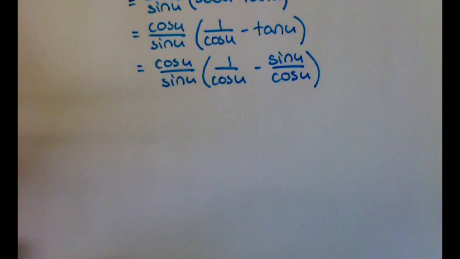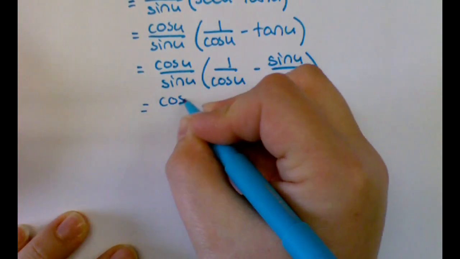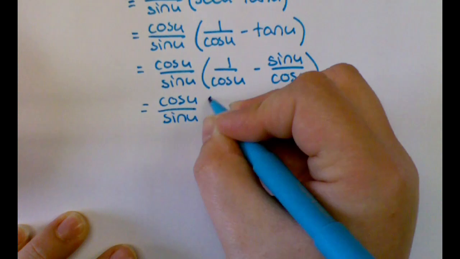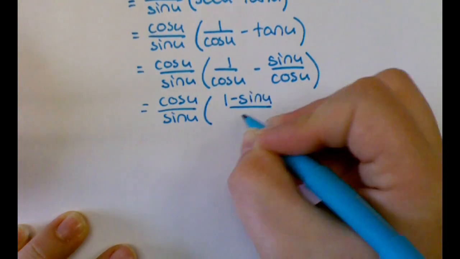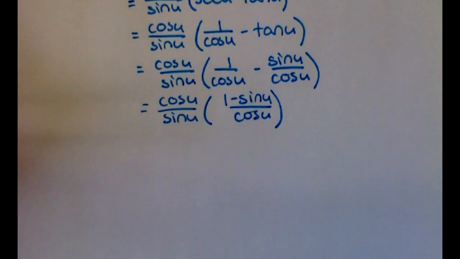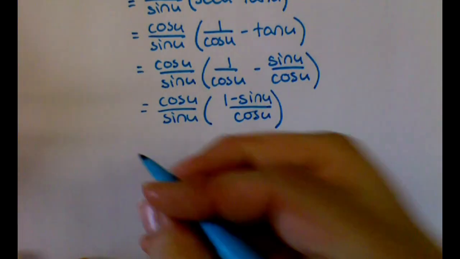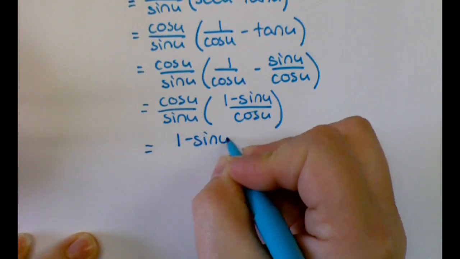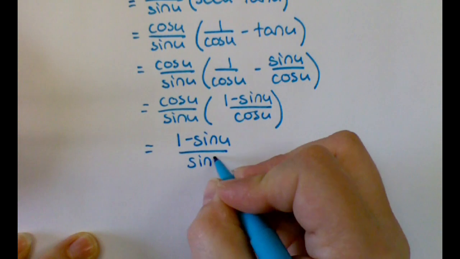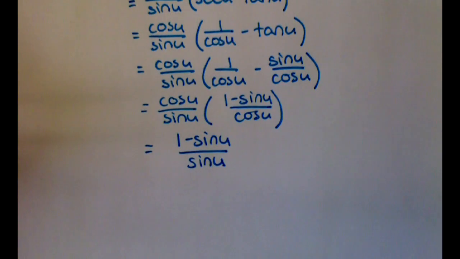All right, now let's combine those fractions. 1 minus sine of u over cosine of u. Okay, well, my cosines cancel, making it 1 minus sine of u over sine of u. Now I know that I could make this into cosecant u minus 1, but that's not where I want to get to. Always keep what you want in mind.